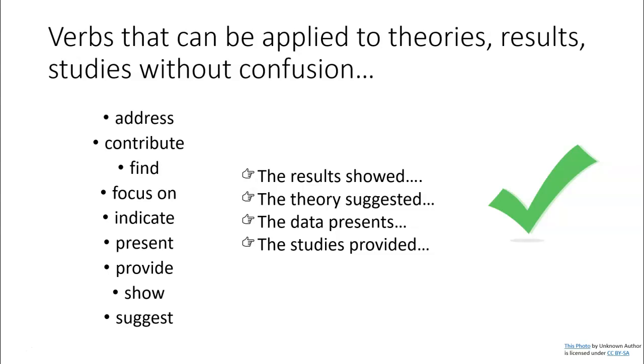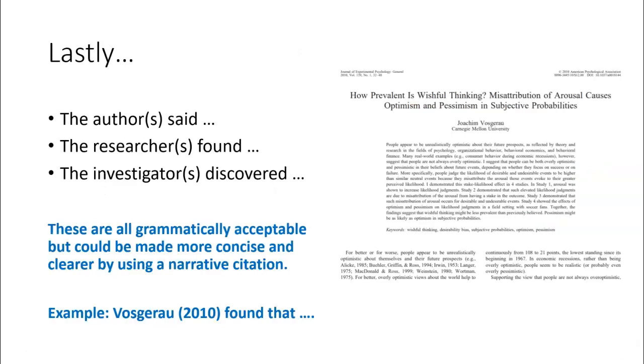Now, you don't have to memorize this list, but you should always check your papers to make sure that you're not using anthropomorphism. And in fact, even with this acceptable list, you might want to just use that narrative citation, number one, for ease, but also for clarity for the reader.